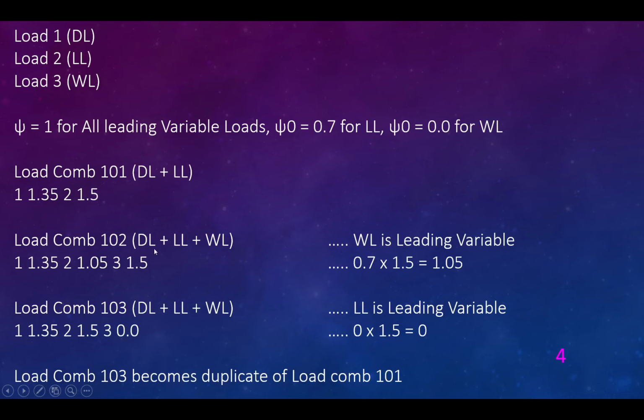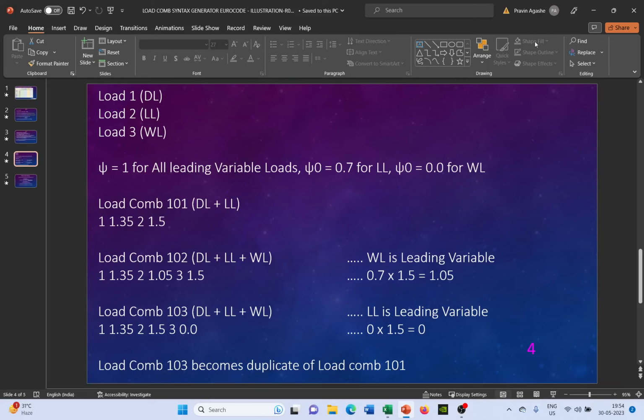In the second load combination, consider dead plus live plus wind, and here we will use wind load as the leading variable. When we treat wind load as the leading variable, what happens? Wind load gets the value of 1.5 into 0.7, not 0.7. Actually here there is a typo error. Sorry, there is no typo error, the input is correct.